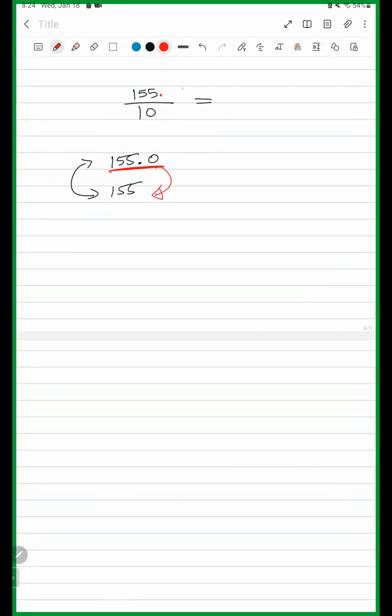ठीक है, तो default position ये है, तो it is your 155. ठीक है, the decimal point is over here. क्या हो रहा है decimal point के साथ? Since it is being divided by 10, which has 1 zero, so your point will go one place towards the left. Where do we have to use the 0?